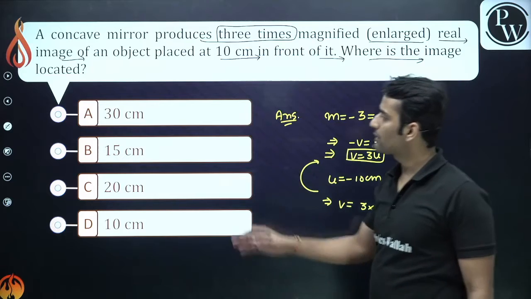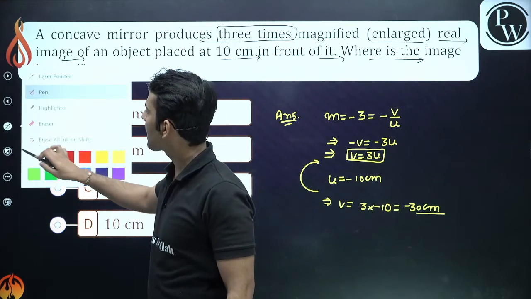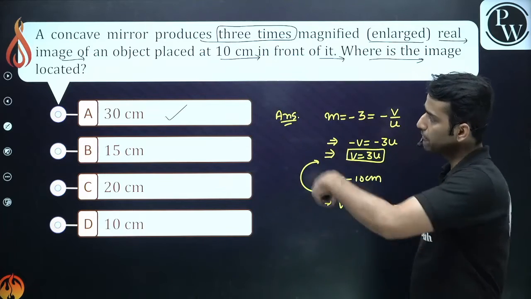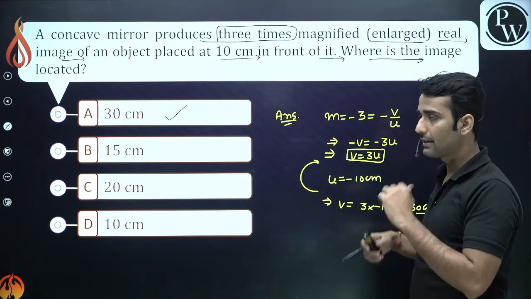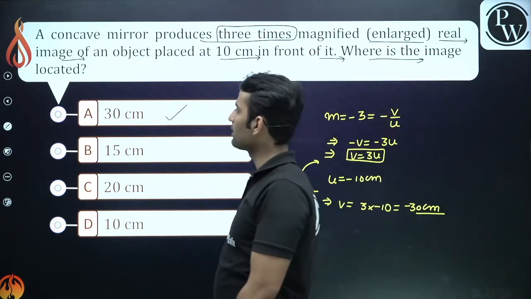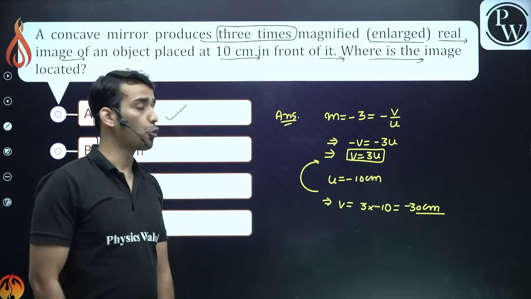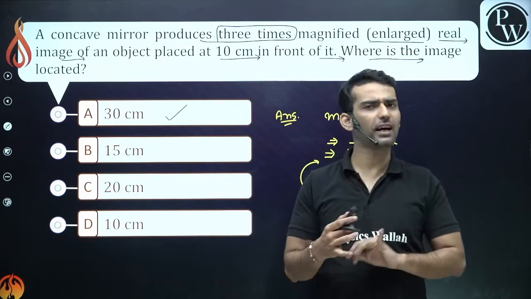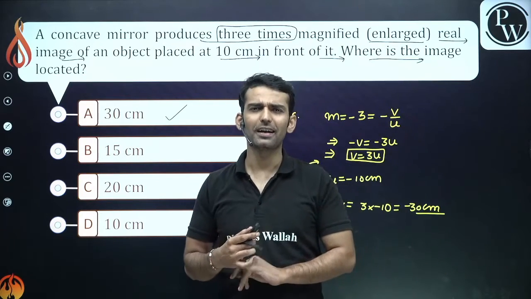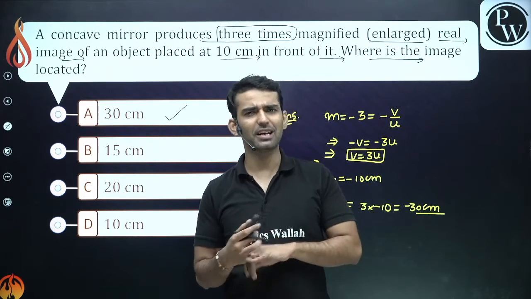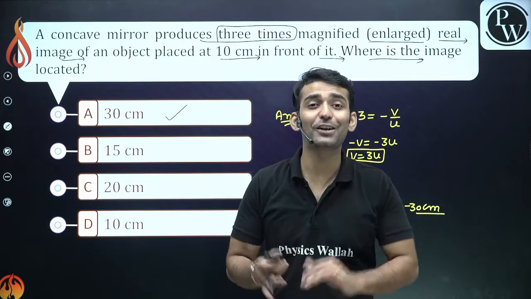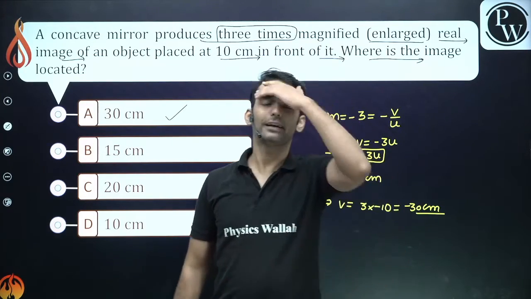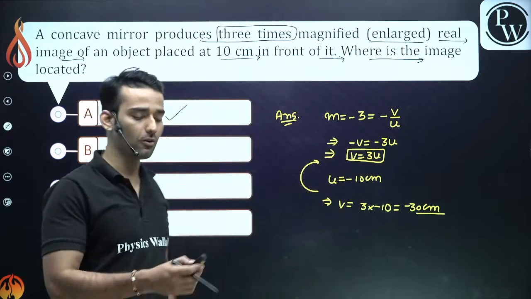Okay, so in the options you have to tick the magnitude only, not the sign. So A option is correct. It would have been -30, right? Then that option also would have been correct. Clear? Okay, so guys, this is how you take the sign convention, or sign of V, sign of U, sign of F, right? Sign of object distance, image height, object height, all the signs should be taken into consideration very clearly. Okay, should I move forward now?